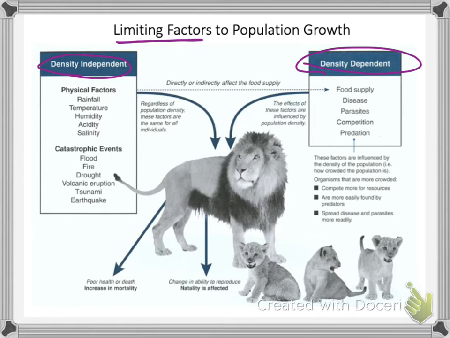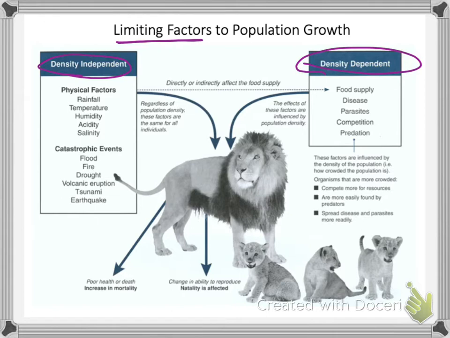volcanoes, things like that. And we call these density independent because they affect the population regardless of how dense it is. Okay? They have an equal effect on all the individuals. So if a flood comes through, it can wipe out an entire population of individuals. It's not going to have a lesser effect on a less dense population than a more dense population. It's going to have an equal death rate throughout.